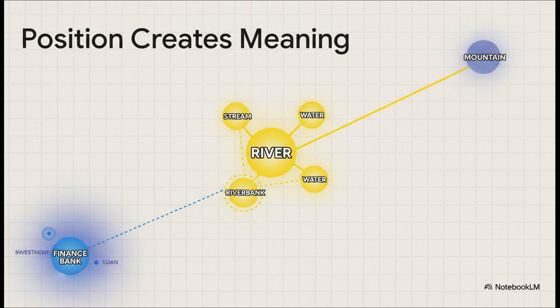Just look at this example with the word river. On this giant map, its vector is placed close to related concepts like stream and water. And it's placed far away from something unrelated like mountain. But it gets even more amazing. Its position tells us that the word bank in this context is much closer to riverbank than it is to a financial bank. See? The meaning isn't explicitly defined. It just emerges from its location on the map.